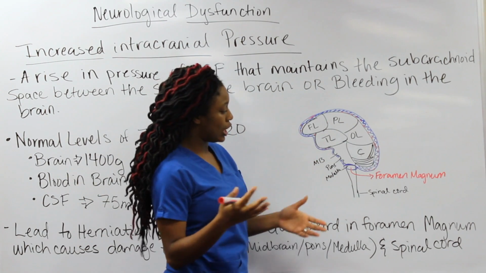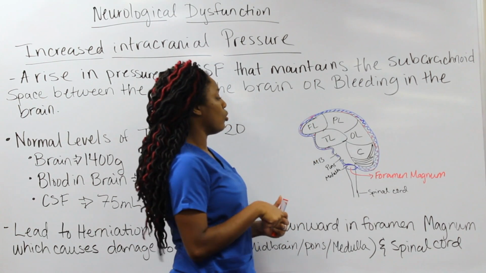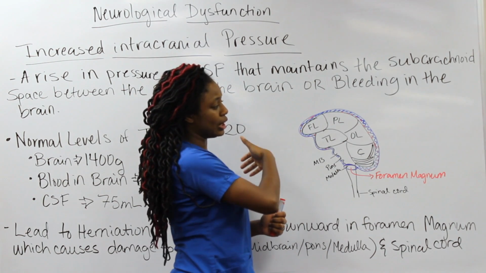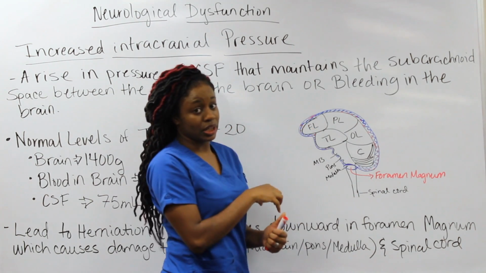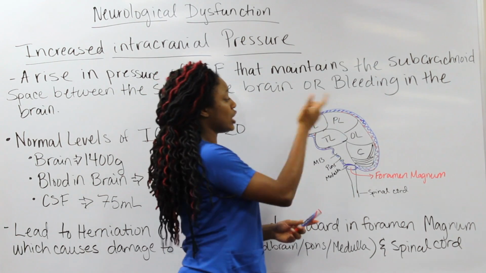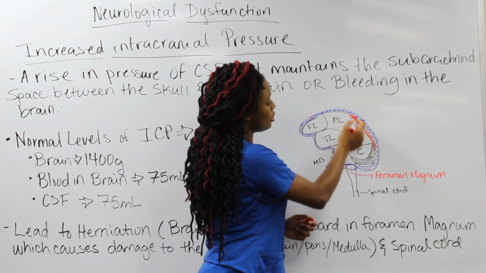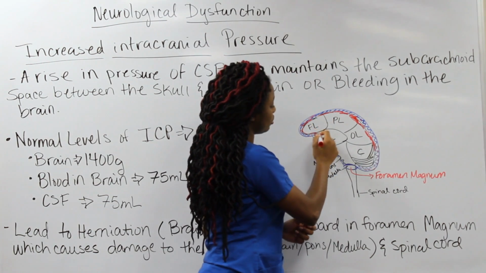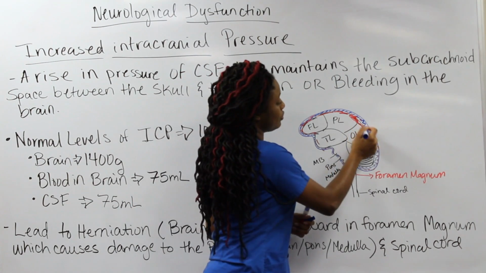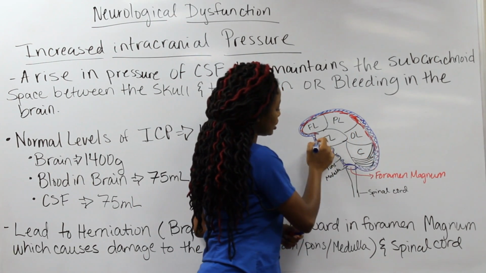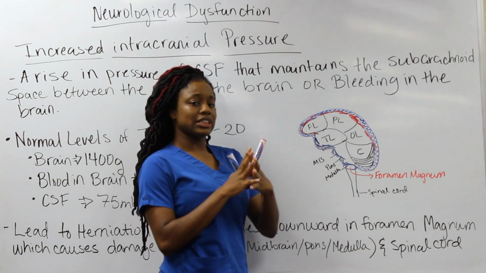So what happens when I've had brain trauma? I have a gunshot wound, or I fell, or something happened where now there's an increase in fluid. It can be an increase in CSF, or blood. This is my increase. Once I have that increase, it's not like any other place where it's able to expand.